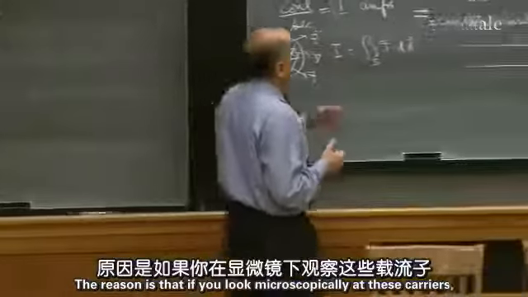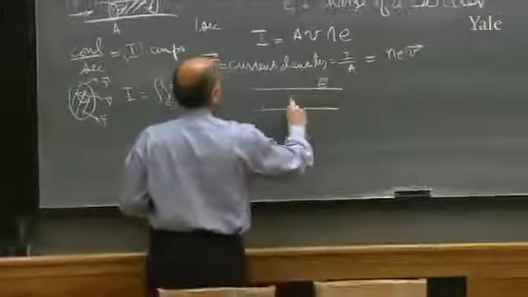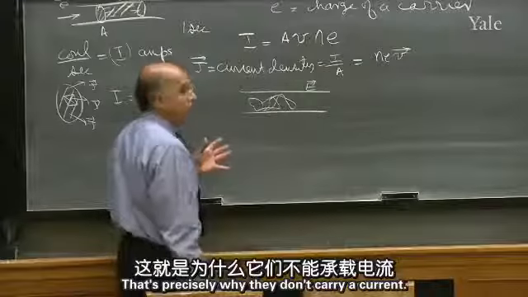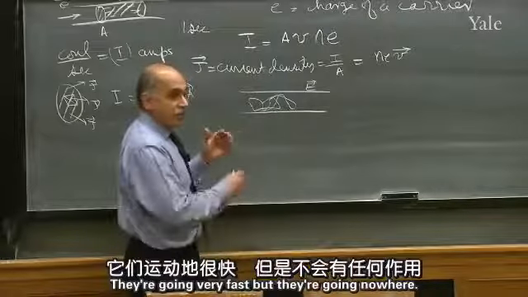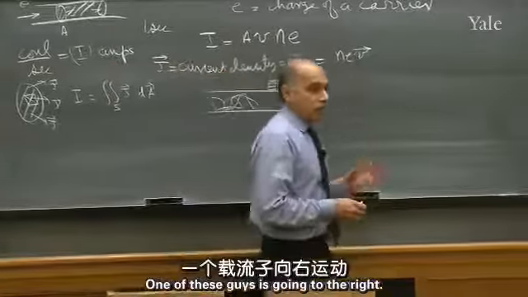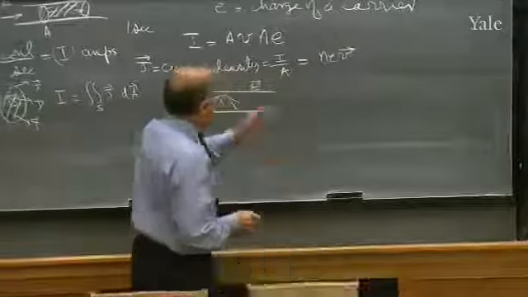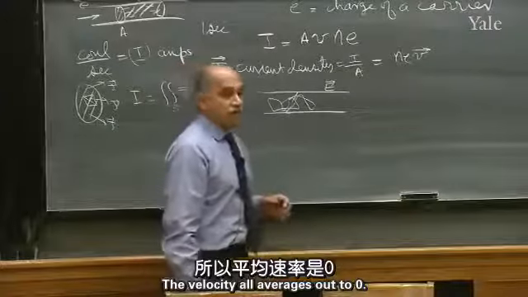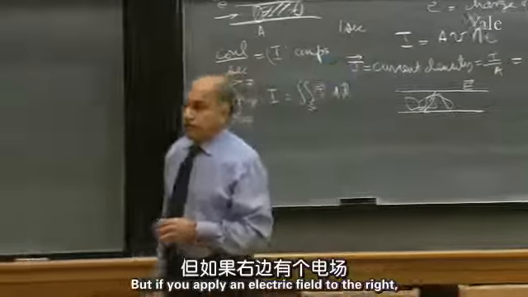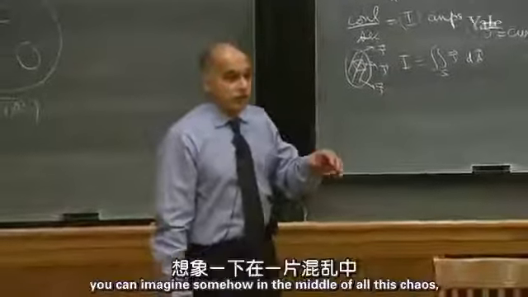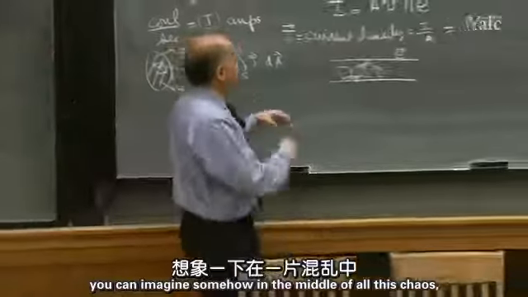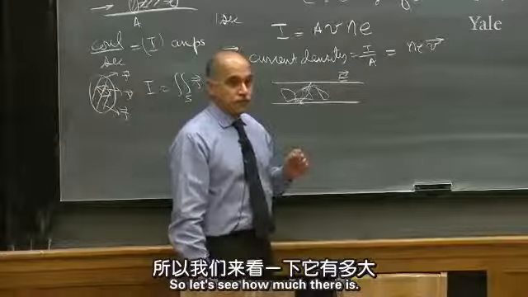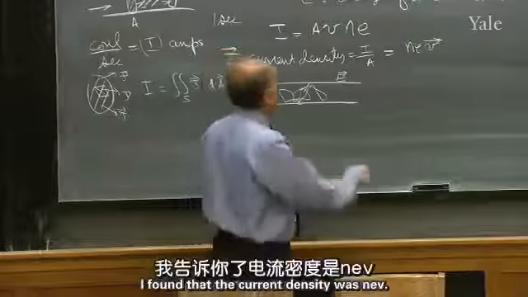The reason is that if you look microscopically, these carriers are all going like crazy in all directions. That's precisely why they don't carry a current. They don't have a common direction. They're going very fast, but they're going nowhere. One guy is going to the right. For every one going to the right, there's one to the left, one going northeast, and one going southwest. The velocities all average up to 0. But if you apply an electric field to the right, you can imagine somehow in the middle of all this chaos, there'll be an overall tendency to drift to the right. So let's see how much that is.